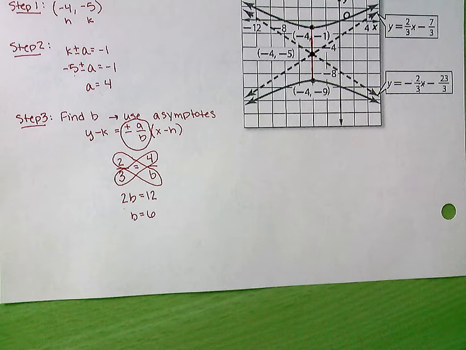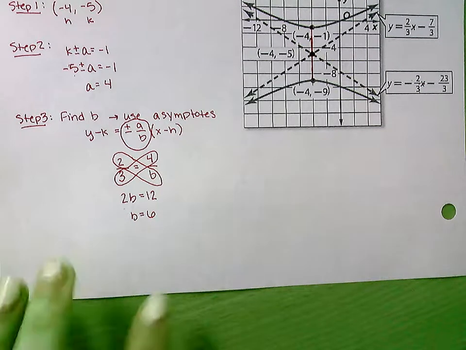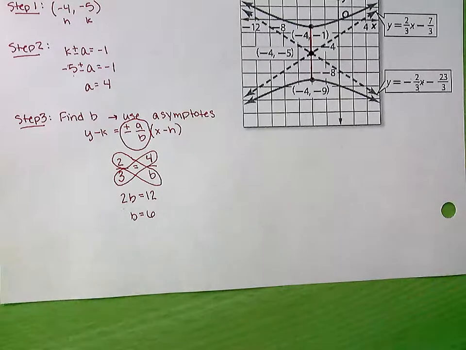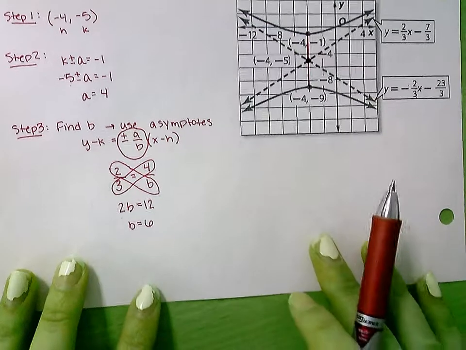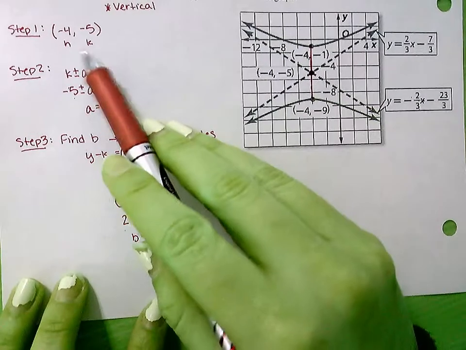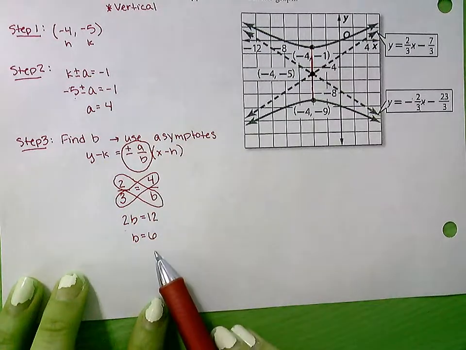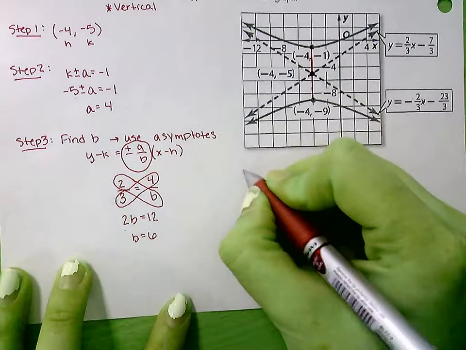Okay, so again, you're just using that slope for your asymptote. For a vertical asymptote, your slope is a over b. I believe in a horizontal asymptote, it's b over a. So that's where that difference lies. So now that I have h and k, a and b, I can write out my equation for my last step.